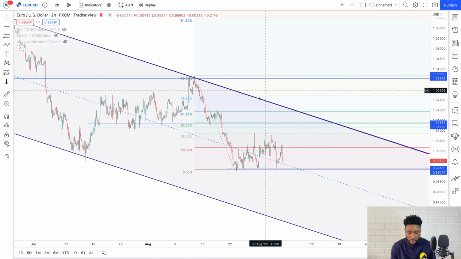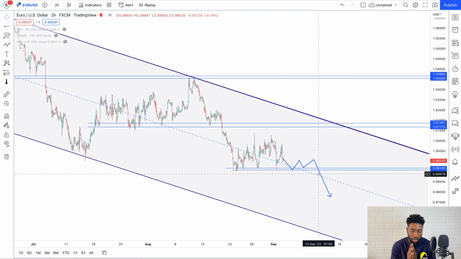Alternatively, if we don't go higher, I'm just going to wait for a consolidation down here. So I'm going to wait for something like this, a consolidation down here, then a bearish breakout before I go short on Euro USD. This is how I trade. It gives me a better risk to reward ratio, and helps me place my stop loss at strategic positions. So this is it for Euro USD.